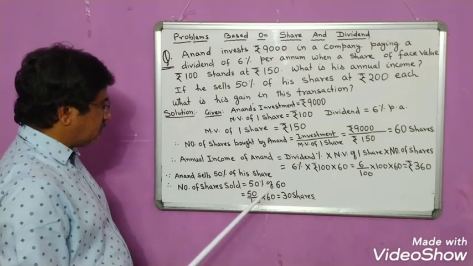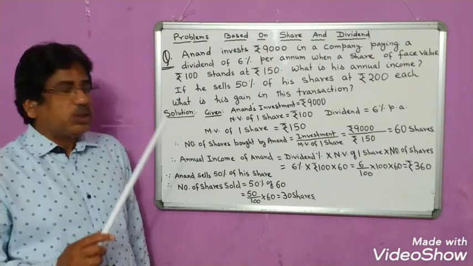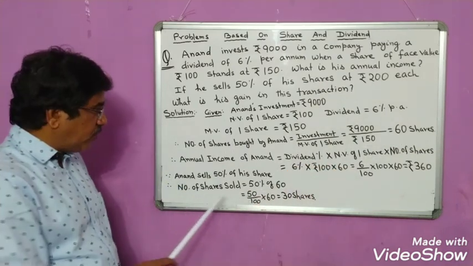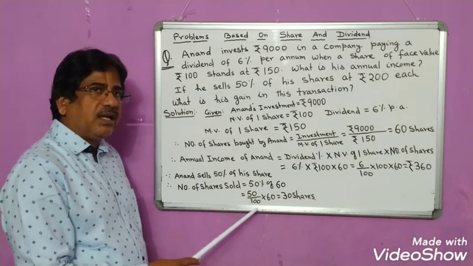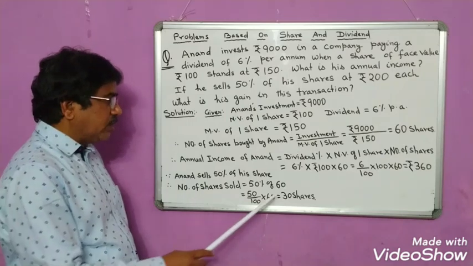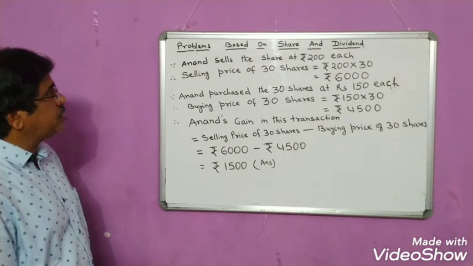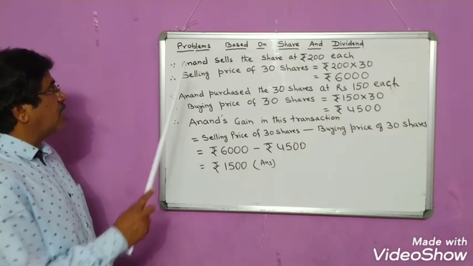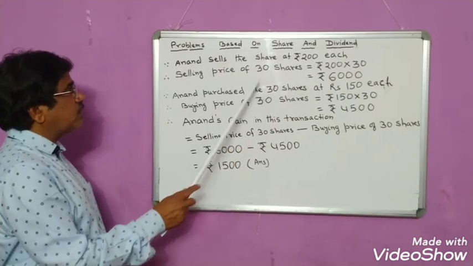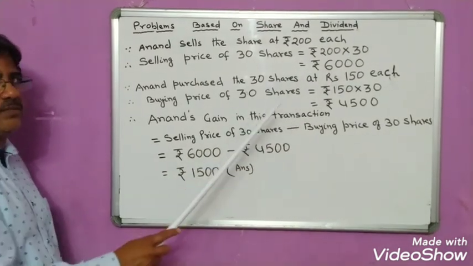Now it is said that Anand has sold 50% of his shares. Since Anand has 60 shares, 50% of the shares will be equal to how much? 50 by 100 into 60, that is 30 shares. It means Anand has sold 30 shares in the market. As per the question, Anand sells the shares at rupees 200 each. So the selling price of 30 shares will be rupees 200 into 30, that is equal to rupees 6,000.